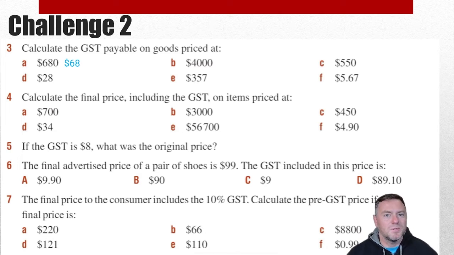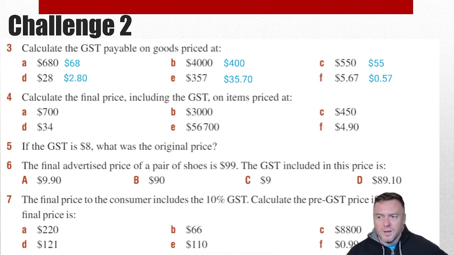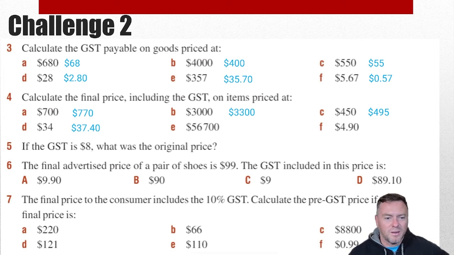Cool. So for the first one was $68, then $400, $55, $2.80, $35.70, and 57 cents. So the GST payable is just the tax. It's not the final price. The next one, so $770, $3,300, $495, $37.40, $62,370, and then $5.39. If the GST was $8, what was the original price? Would be $80, because 10% equals 8, and you just times it by 10.